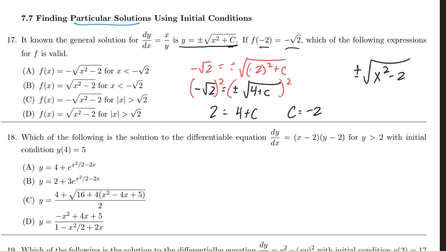All right, now I have a couple things I have to figure out. The first thing I have to figure out is, do I choose the plus or minus? Well, if I look at my initial conditions, when I plug in a number, I get a negative answer out. So that automatically tells me I want the negative square root. So it automatically eliminates B and D.